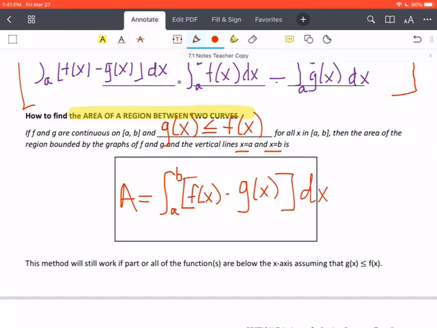Okay, now how can you kind of remember this? Informally, you can go ahead and write that we are going to take our upper function and we are going to subtract our lower function.